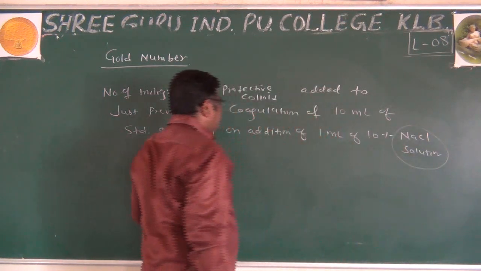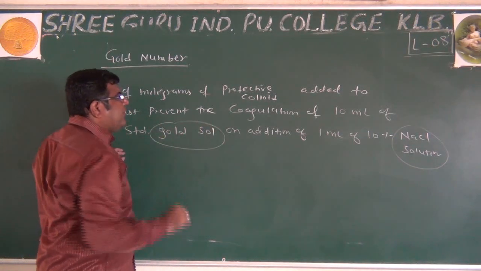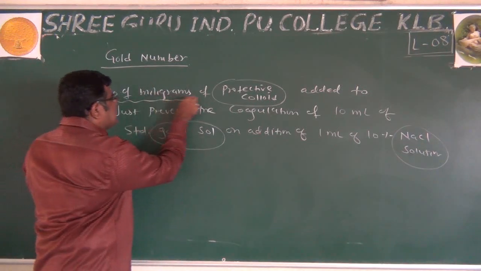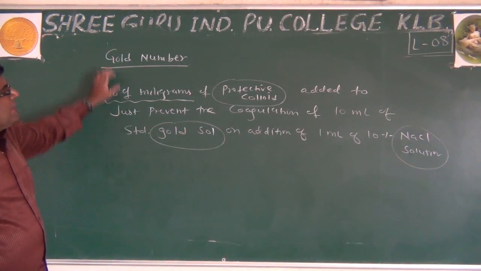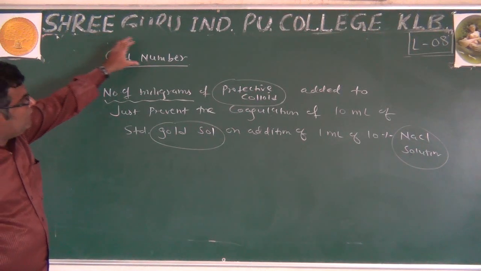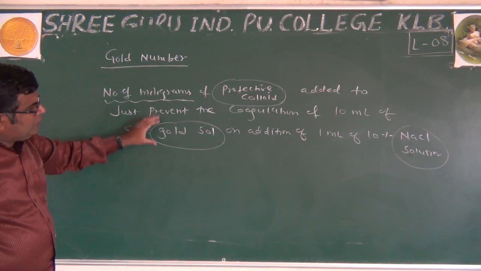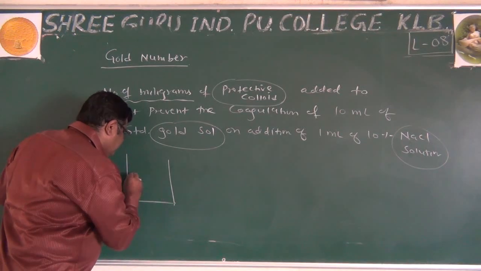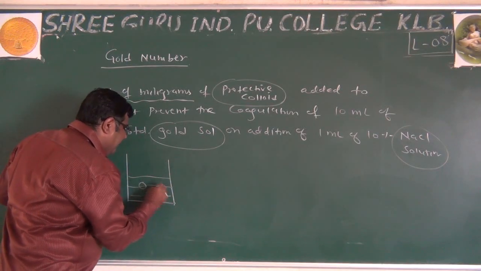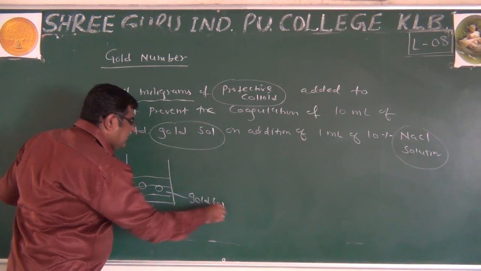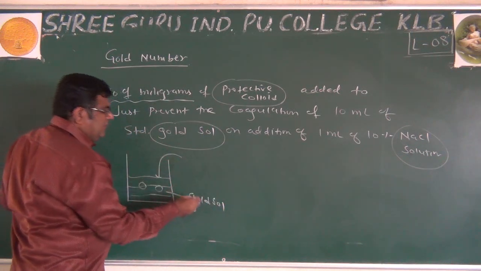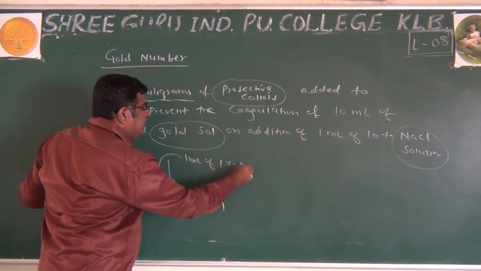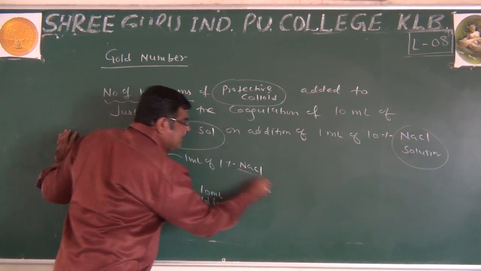So here is the electrolyte, here is the sol to be protected, and here is the protective colloid we are adding. And the number of milligrams of that to be added is called the gold number. Why gold number? Because the concept is related to the protection of gold sol. These are the gold particles, and we have taken 10 milliliter. If we add 1 milliliter of 10% NaCl into it, this is the electrolyte.